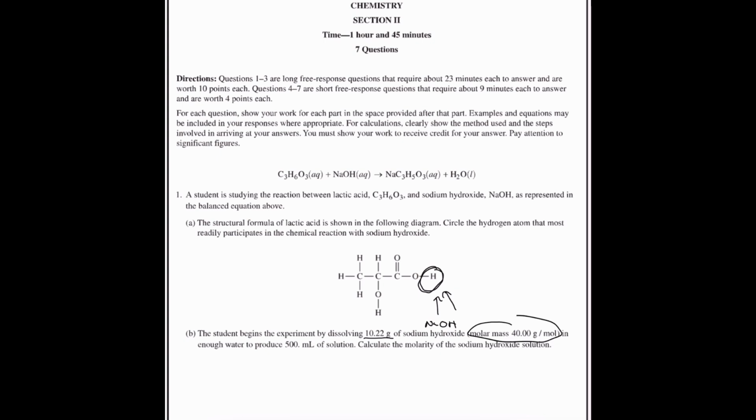10.22 grams, 40 grams per mole molar mass, and 0.5 liters. You convert that from milliliters, 1,000 milliliters a liter. Molarity is just moles over liters, so just plug in 10.22 divided by 40, over 0.5. 10.22 is the grams you have, divided by the molar mass, and you can find the amount of moles. And we have 0.511 molarity.